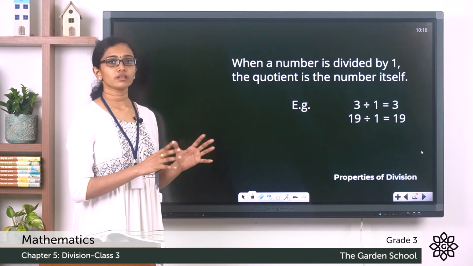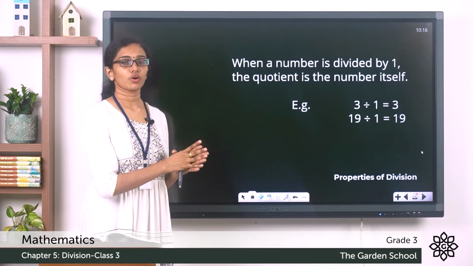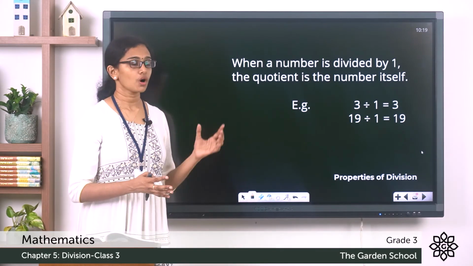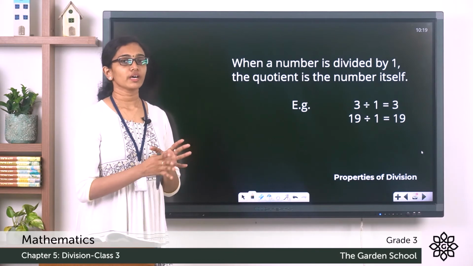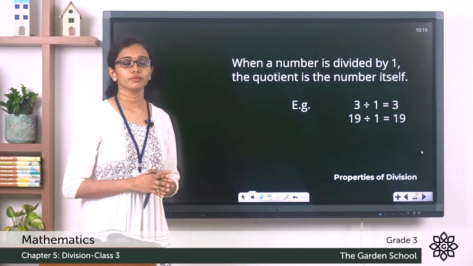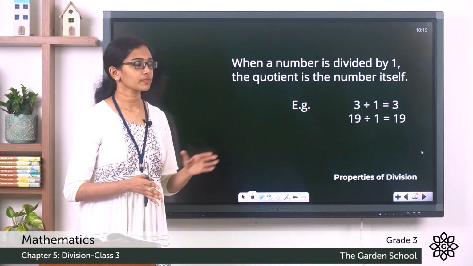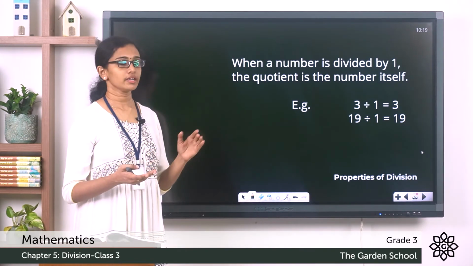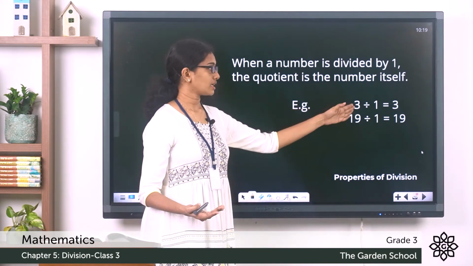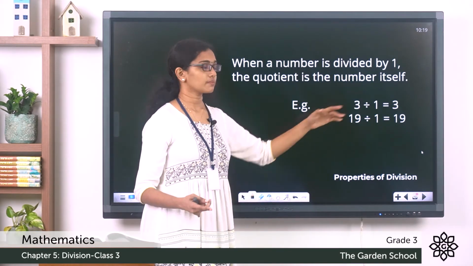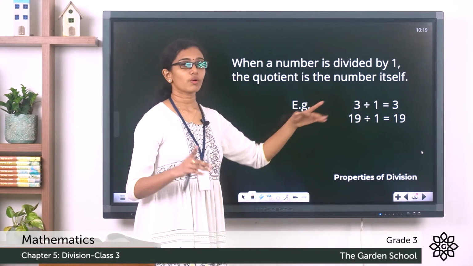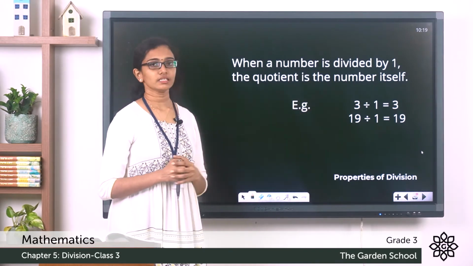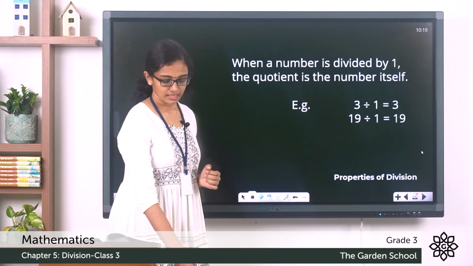You are giving the whole to one person, or you are just making it into one group, and in that group all of the items or the whole number will be there. Do you get it? So here in the example, 3 divided by 1 is equal to 3. It means a group of 3 is made into one group, and in that one group the whole 3 will be there. Similar is the second case. So I hope this is clear to you.